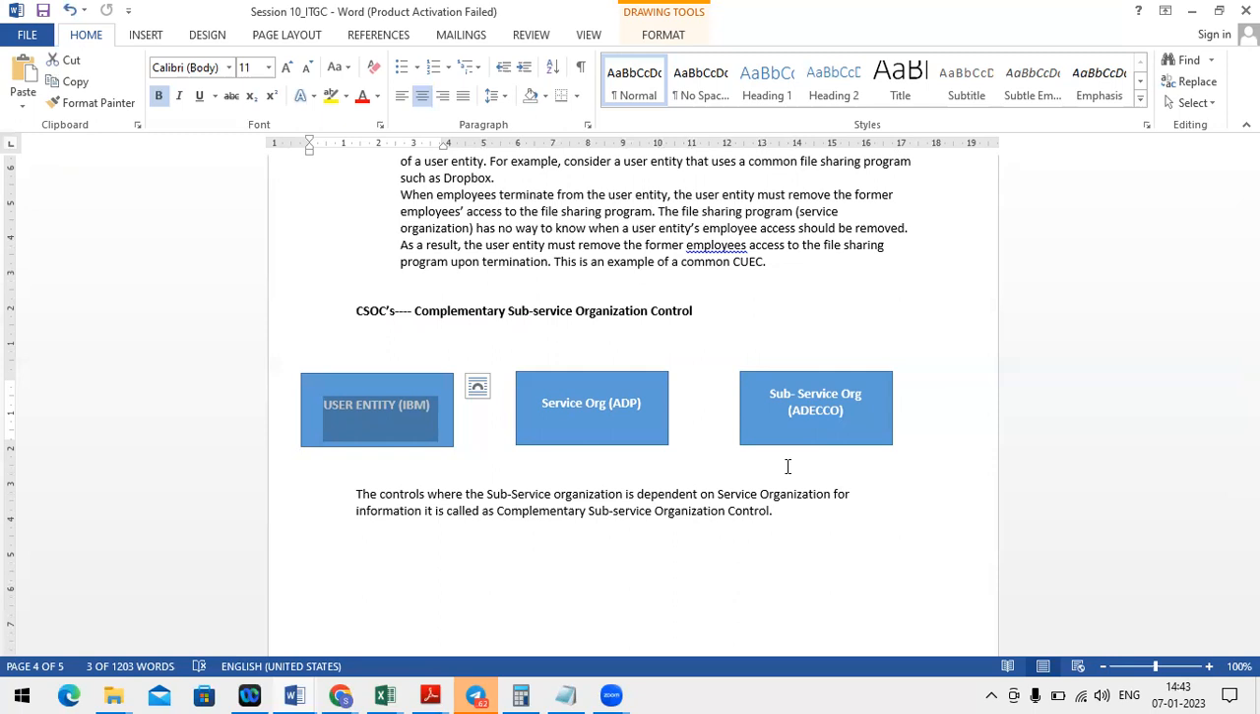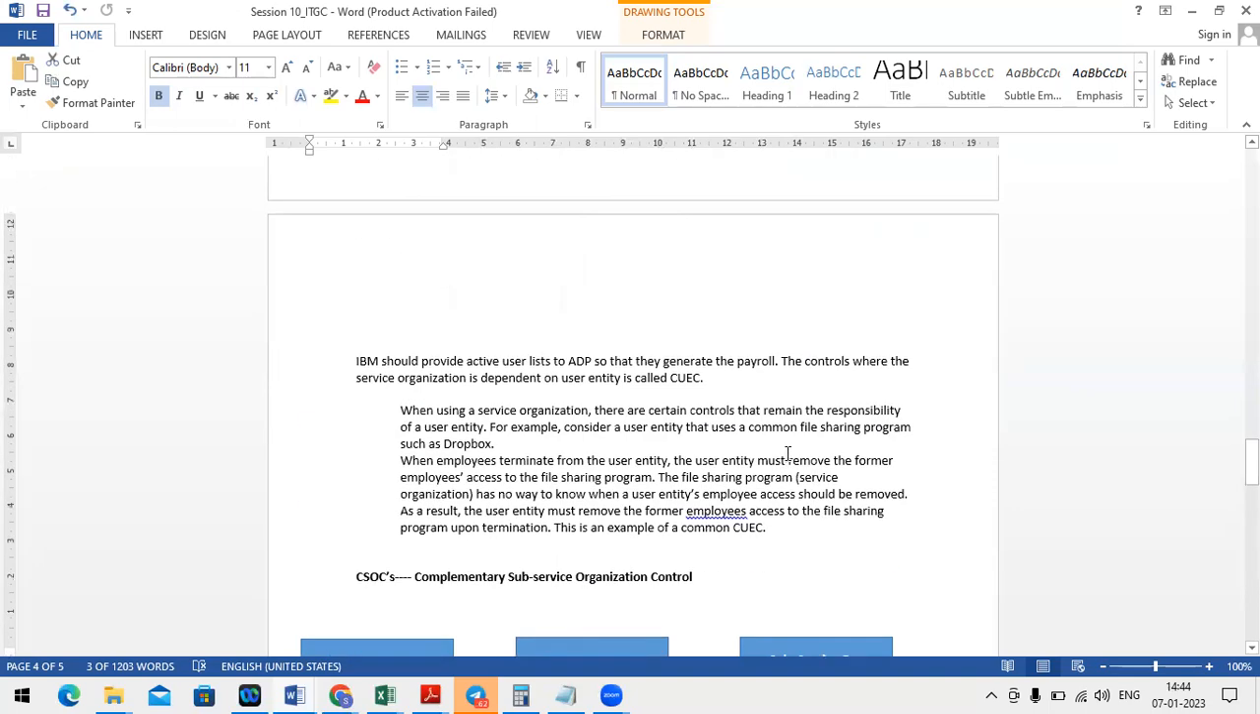So if you see a SOC report wherein the other information says complementary subservice organization control or complementary user entity controls, then you can infer that a third party is also involved. If you see CSOC in the other information, in the very fifth section, then you can say that a subservice organization is also involved in this particular SOC.